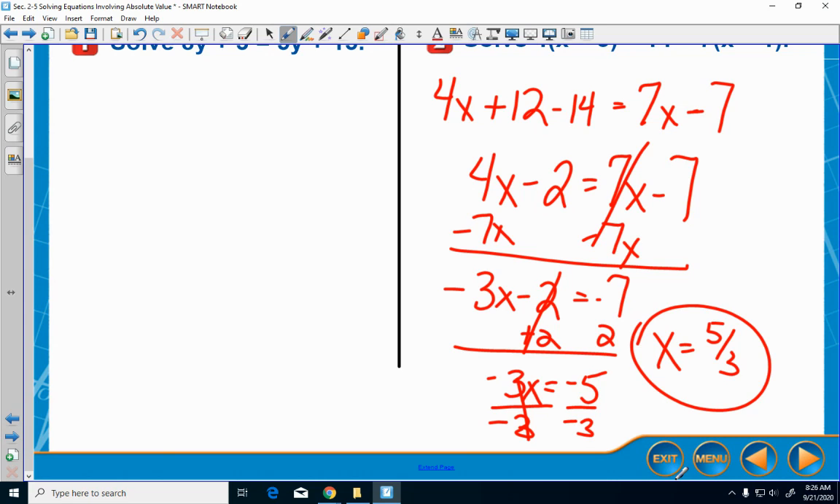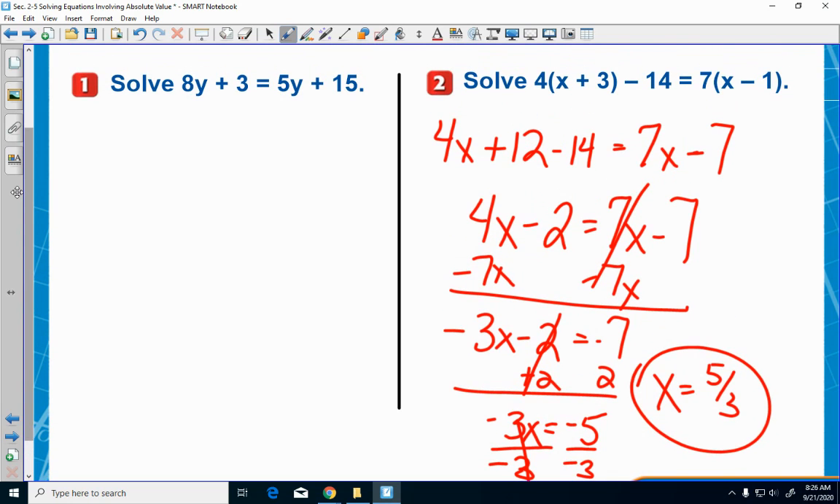Don't make it 1.6. If you did that, you're not wrong, but it's easier to work with the fraction. So you got the double negative there, so we can take that off. But there you see the 5 and the 3, so just leave it as a 5 and a 3. If you could reduce it, go ahead and reduce it. If it's like a 6 and a 3, obviously it reduces down to a 2, but otherwise, just leave it.